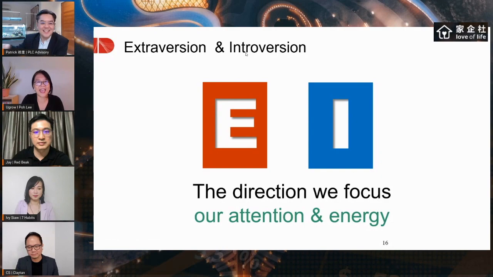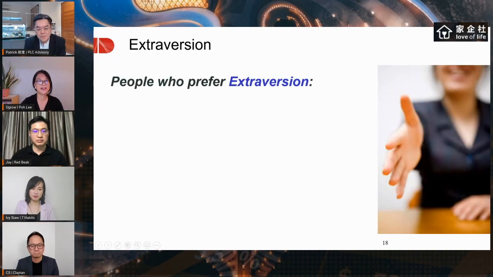First pair is extrovert or introvert. Okay, this is the first one we're going to learn. Bear in mind, when you see the word extrovert, introvert, people will associate it with social skill. People will misunderstand that an introvert is a person that is very shy. No, this is nothing to do with social skill, nothing to do with shyness. It's about the direction we focus our attention and energy. It's about the energy.